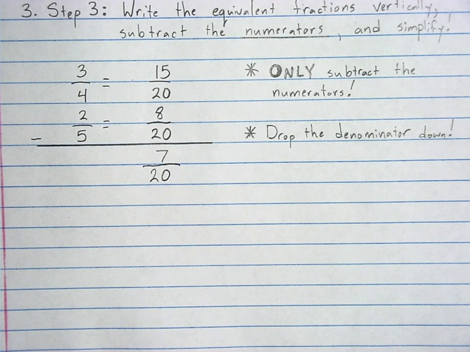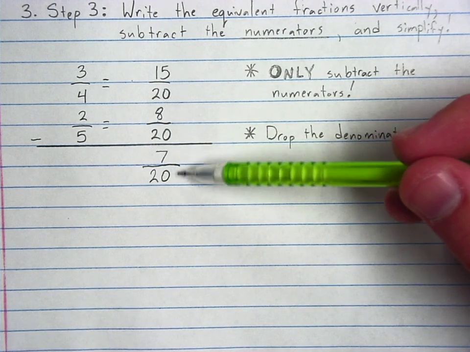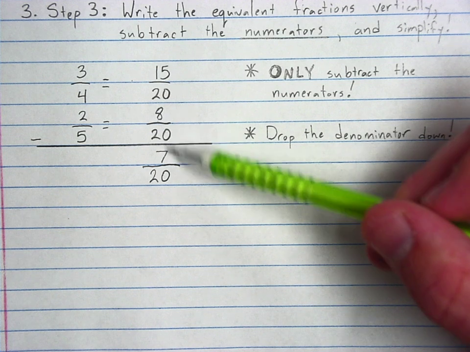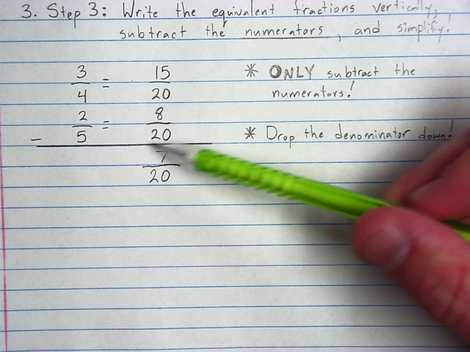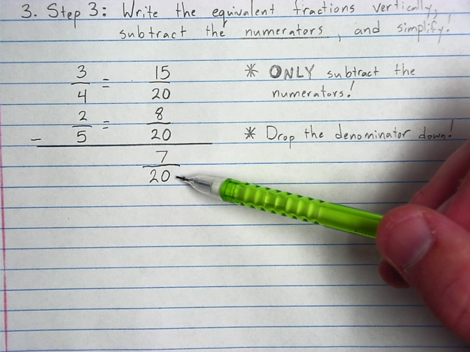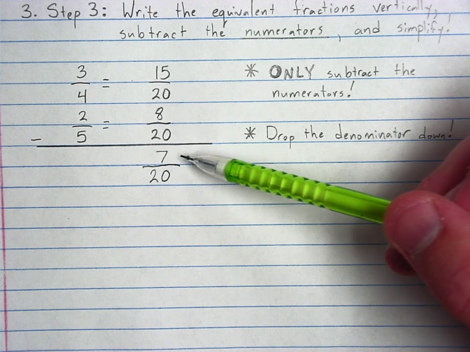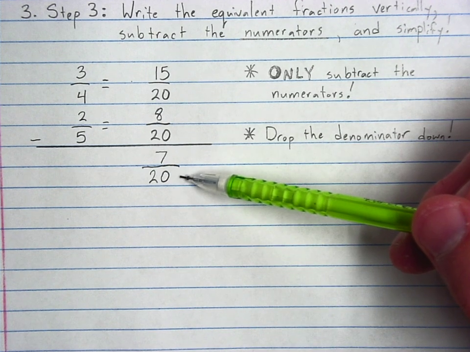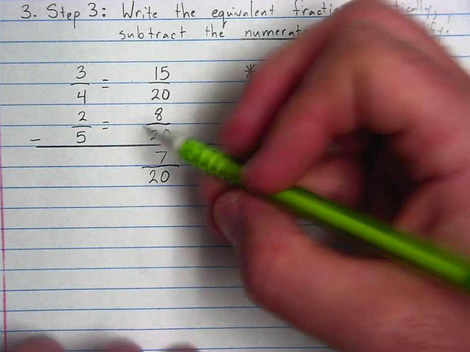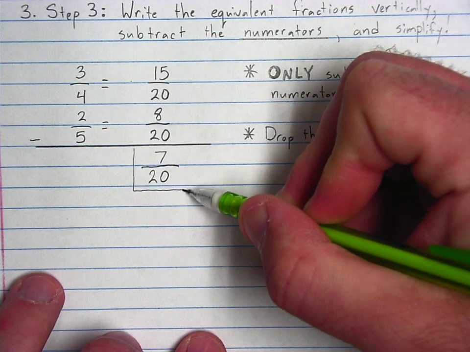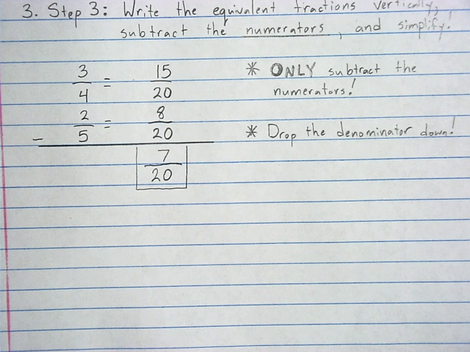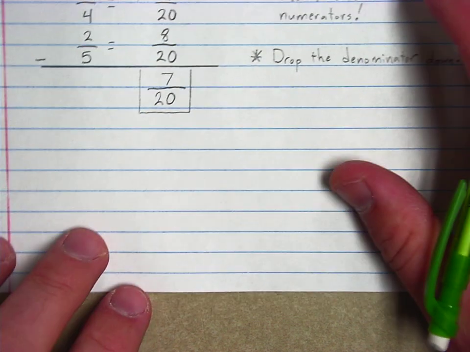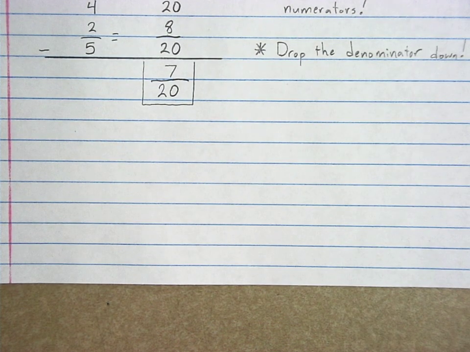Our denominator is already dropped. I'll check this and see if there's anything I can divide top and bottom by, but 7 is a prime number. It is only divisible by itself and 1. I can divide 20 divided by 1, but it doesn't help me any. 7 divided by 1 doesn't do anything. I cannot divide 20 divided by 7. So this is it. This is our final answer. Again, because we used LCD, least common denominator, we didn't have to do a whole lot of simplifying. Sometimes you will, but this is not one of those times.